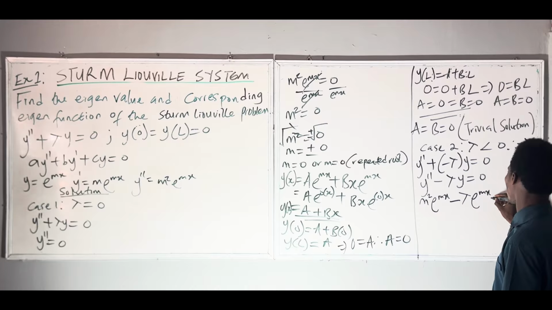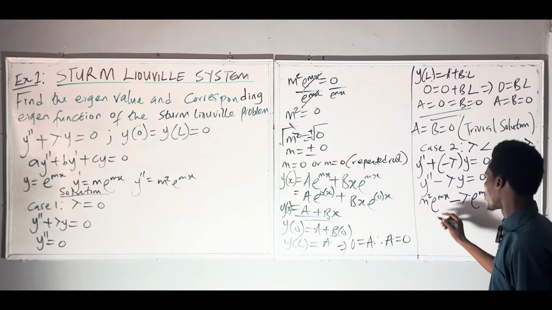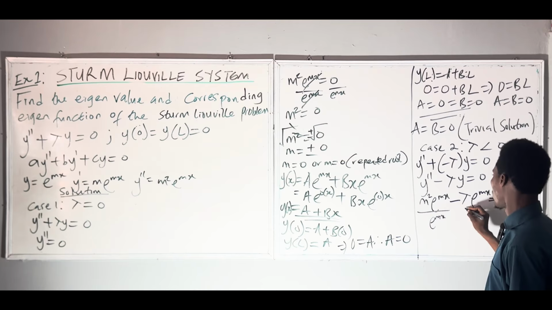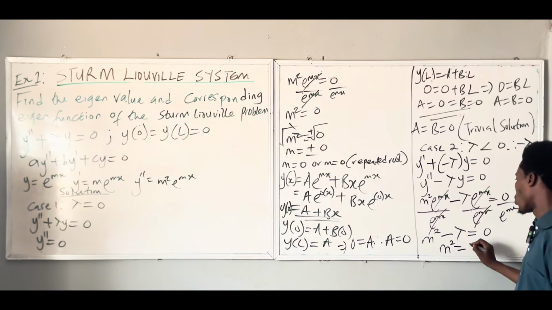Exponential ms is equal to what? 0. So let me divide both sides by exponential ms. This is going to cancel. This one is going to cancel. 0 divided by exponential is 0. I'm going to have m squared minus lambda is equal to 0. In this case, I can take my lambda to the right hand side because I don't know what lambda is. I'm going to have m squared is equal to lambda.